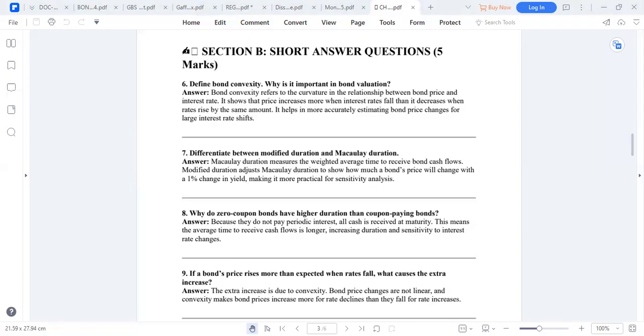They have no interim cash flows or payments, so they have a longer average duration. And the longer the duration, the greater the volatility. So it implies that investors holding zero coupon bonds are more exposed to interest rate fluctuations.